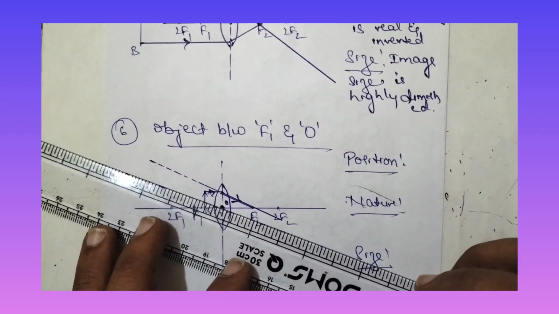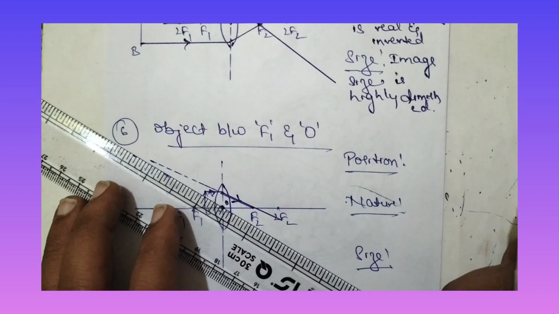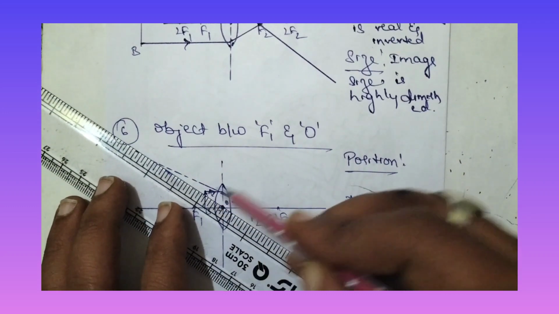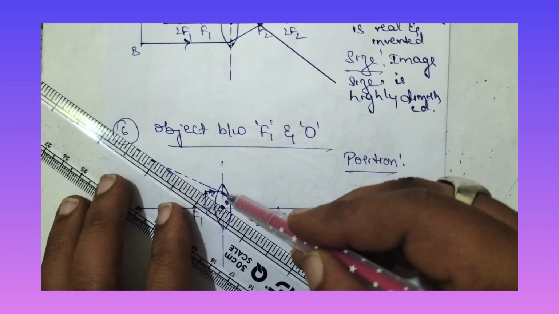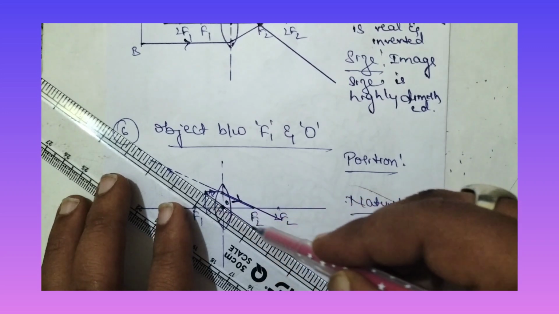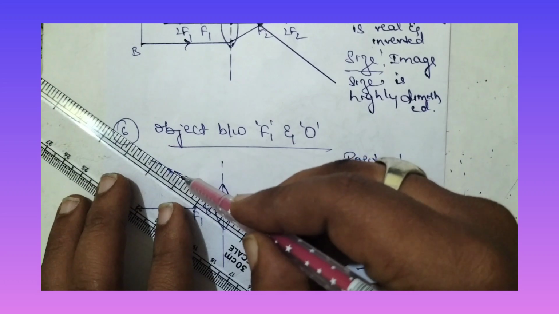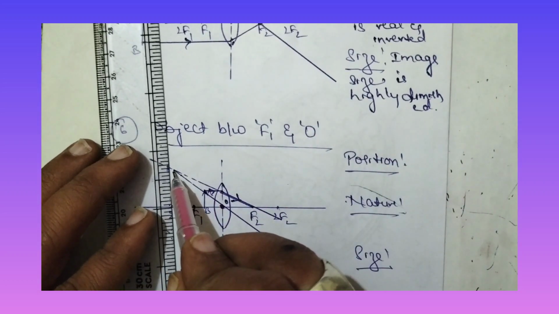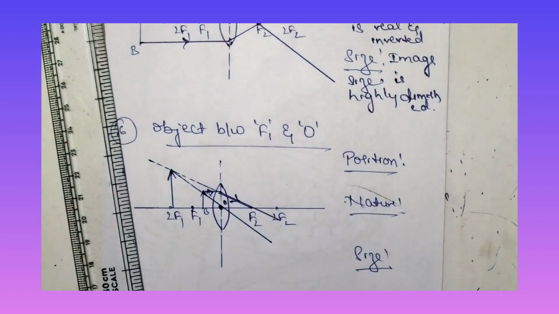Then the light ray which passes through the optic center, after refraction again passes through the optic center, so there is no deviation. This is the correct path that we have to write, but the light ray will move like this. Where the two light rays meet, there the image is formed. So the image will be formed like this.